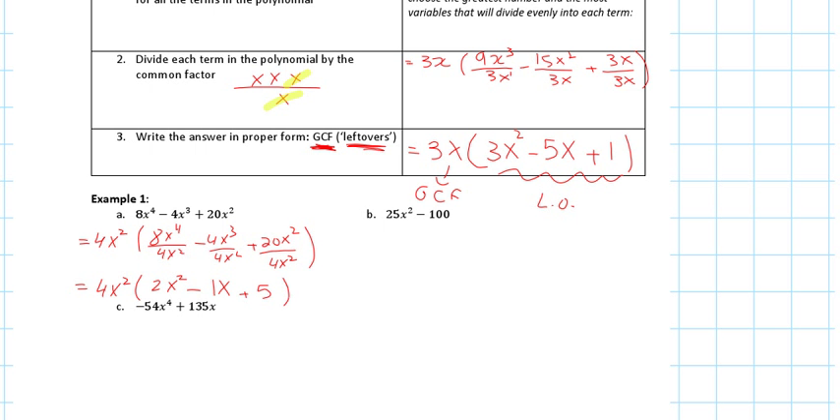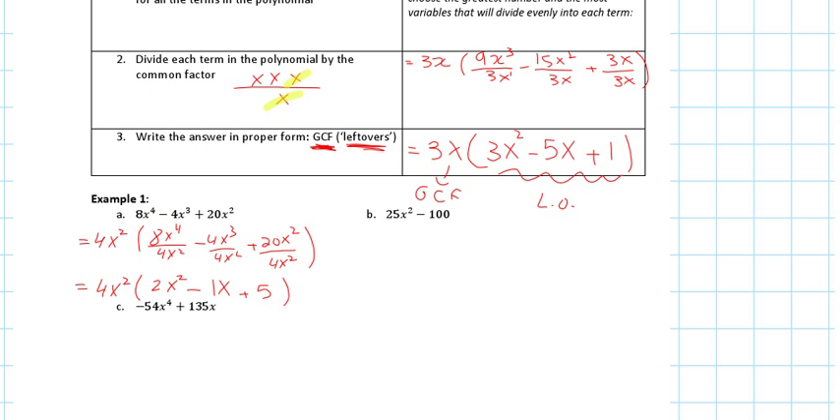So if we're looking at B, I have 25x squared minus 100. What do you think would be your greatest common factor here? 25. Can I divide 25 by 25? Yes. Can I divide 100 by 25? Yes. So always look at your smallest number and try that first. Probably you're going to think of 5, but if you take 5 out, that's not your greatest. So always start with your lowest number.